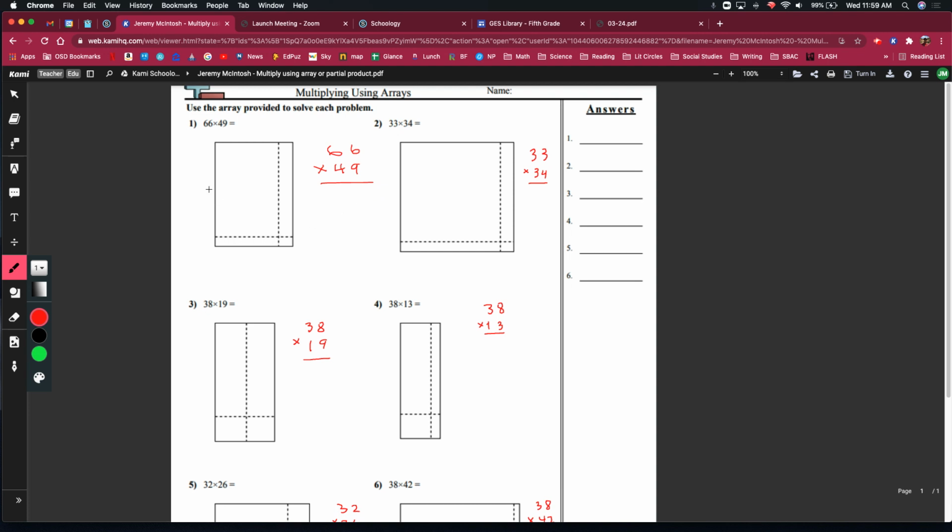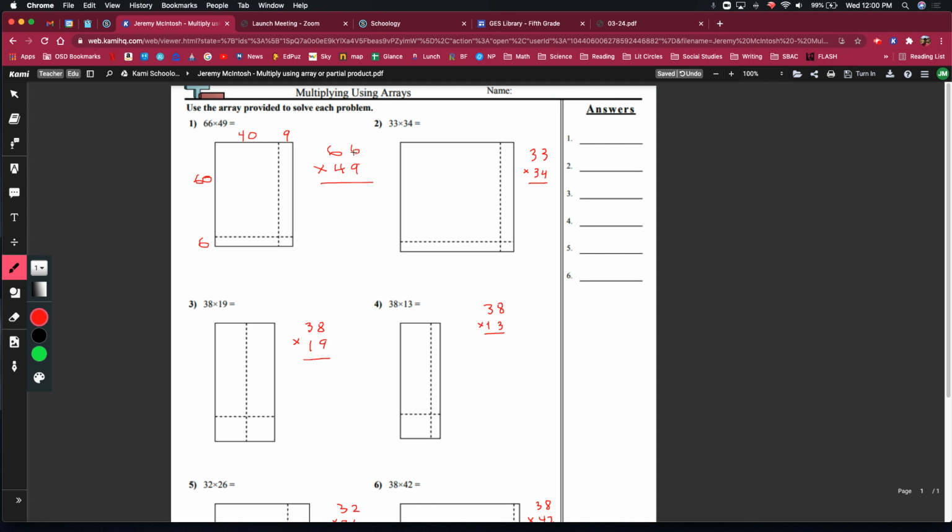So when we do the array, we split up the tens and the ones. I always start with the first number, which is 66. So I'm going to split up the 60 and the 6. And the 60 goes in this big area model up here, and the 6 goes in this smaller area here. I'm going to do the same thing with 49. The 40 goes in the big area, and then where the dotted line starts, the 9 goes in that area.